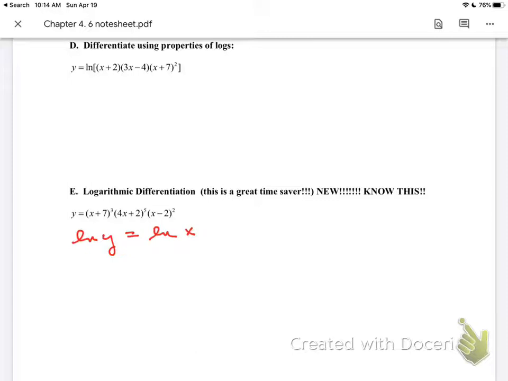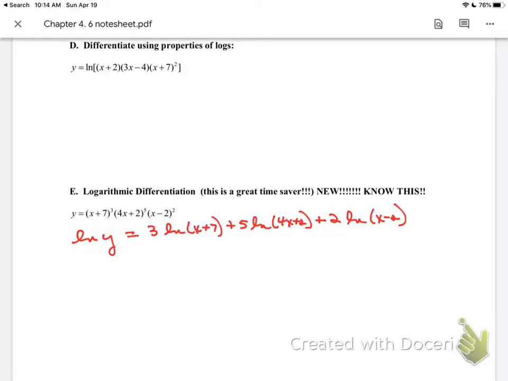I'm going to combine steps to save me some writing here. As I'm taking the log, I'm using the properties as well. So this can become 3 times the natural log of x plus 7 plus 5 times the natural log of 4x plus 2 plus 2 times the natural log of x minus 2. Now, I haven't gone from bad to worse. I've made this much easier. Now we're going to take the derivative. It's kind of like an implicit differentiation.